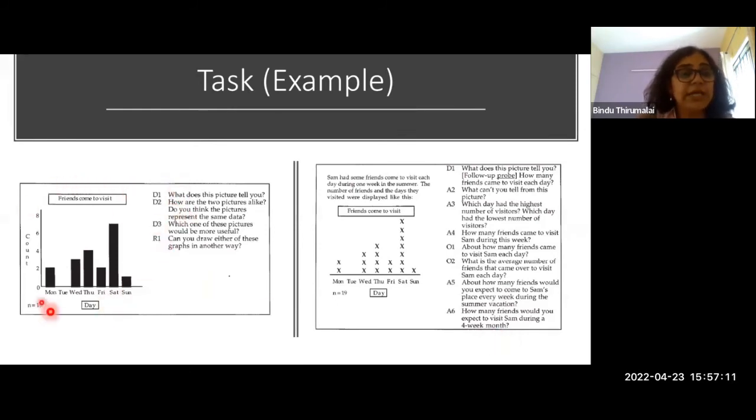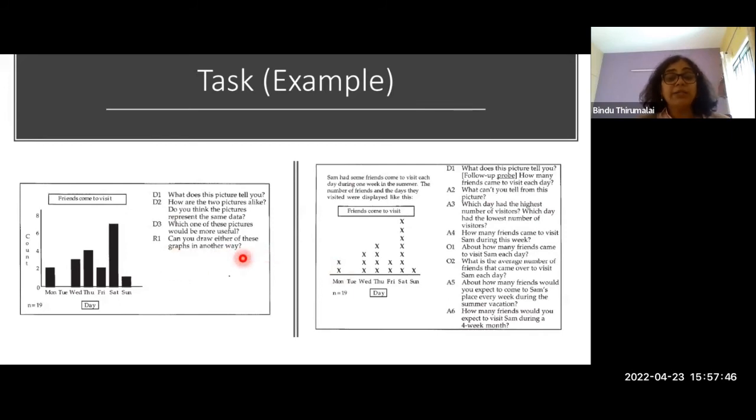Then they're showing this visit in another bar chart like this. And then they're asking, what does this picture tell you? So they're asking the students, were the students able to say that this chart is telling the same information as this chart? How are the two pictures alike? Do you think the pictures represent the same data? Which one of these pictures would be more useful? Which one do they like more? And why do they like it more as a student?